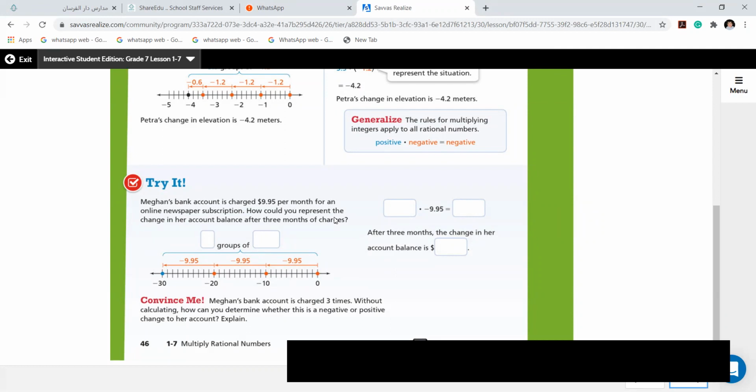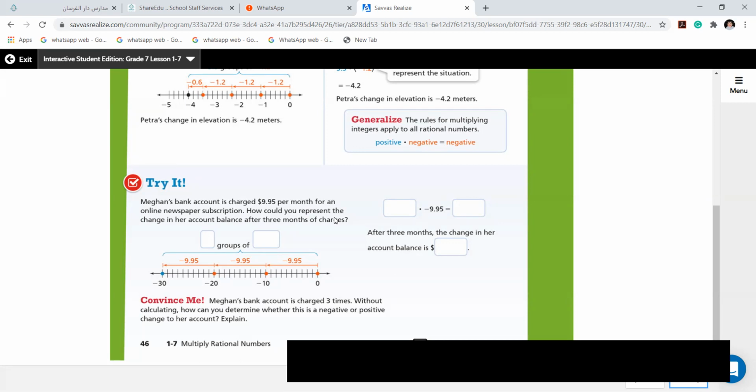Megan's bank account is charged $9.95 per month for an online newspaper. If you have maybe $100 in your account and every month I charge you 9.95 for the online newspaper, will it be deducted or will it be added to my account? Is it removed from my account, or withdrawn, or is it added?